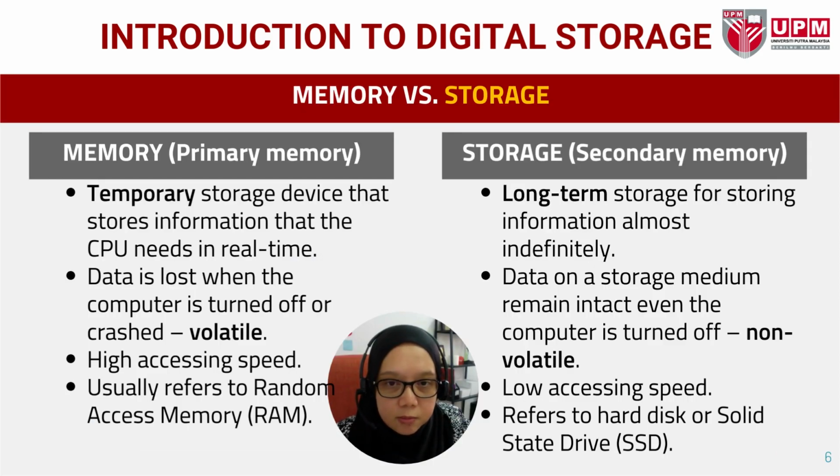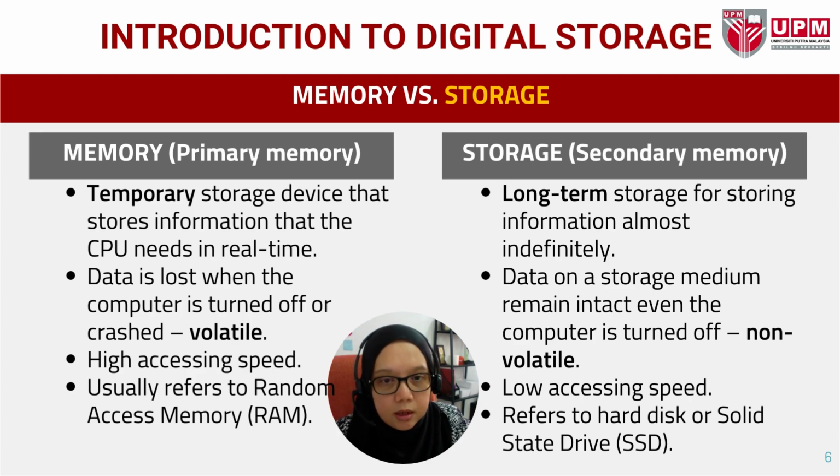These are the differences between memory and storage. Memory, or primary or main memory, is a temporary storage device that stores information that the CPU needs in real time. Data will be lost when the computer is turned off or crashed. Thus, it is volatile. It has high accessing speed and usually refers to random access memory, or RAM.